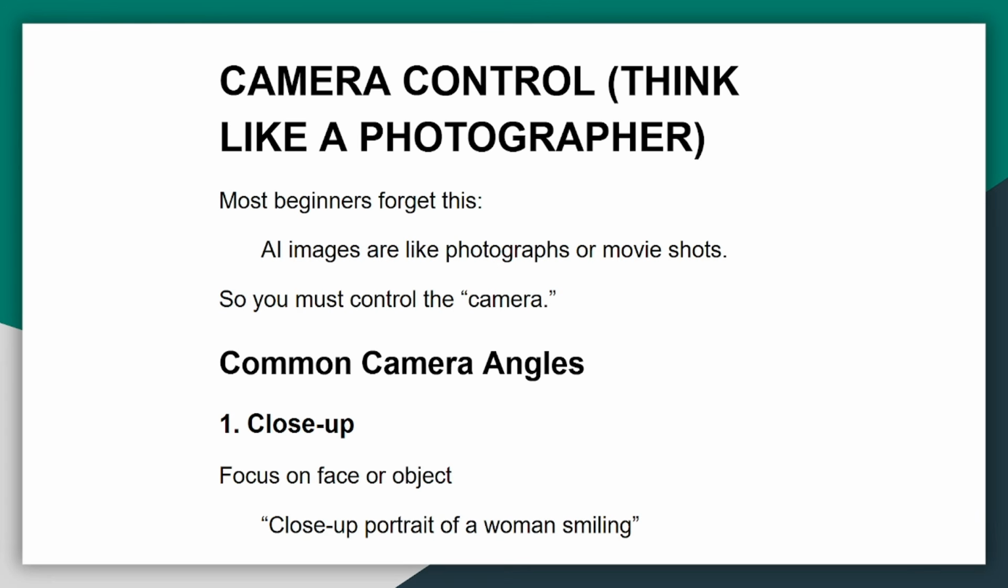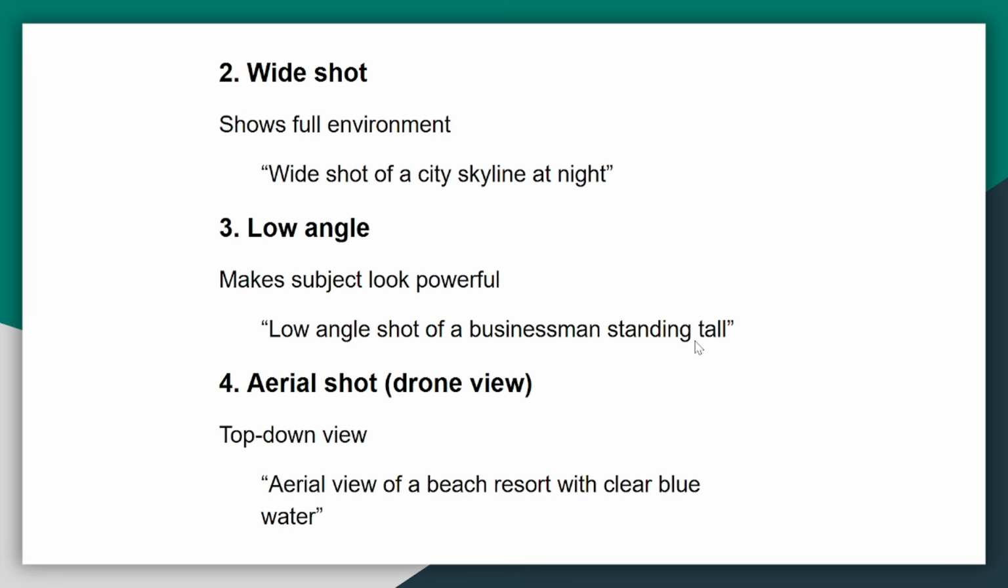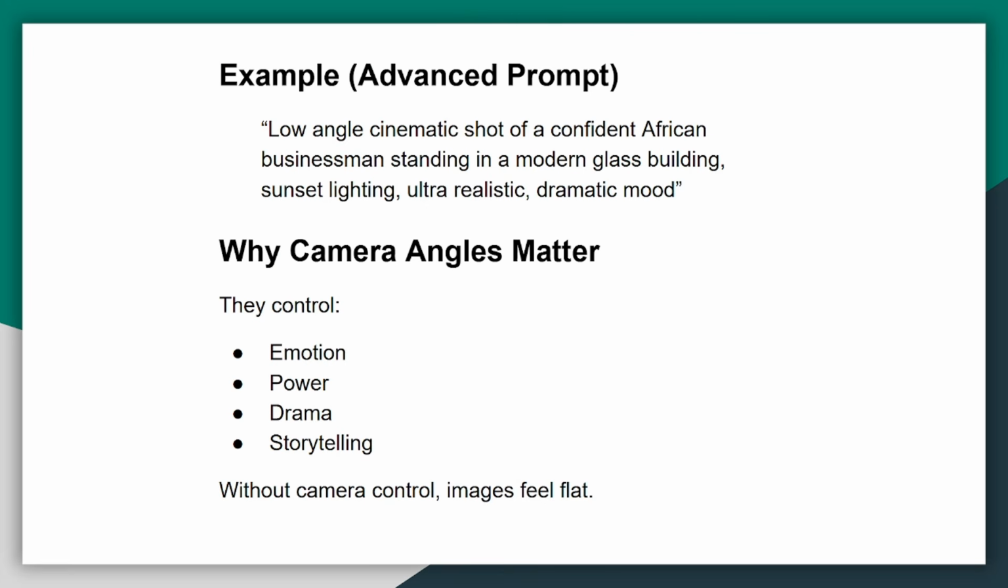Is that okay? So for example, common angles: number 1 is close up, number 2 is wide shot, low angle. That's what you can tell the AI. Let's say, make the picture from a low angle shot, from a wide shot angle, from an aerial shot, from a drone view angle. That's what I'm talking about. If you want the picture or the video to be from a different angle, you can add any of these things, but we are not going to practice that for now because it's taking us a lot of time already, and I know that some of you are already tired. All right, so we now have an example.